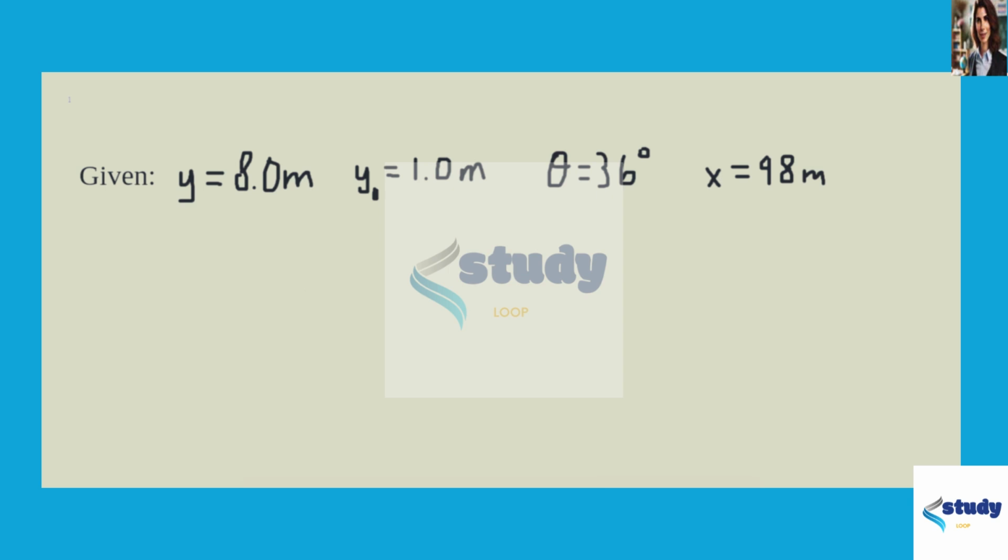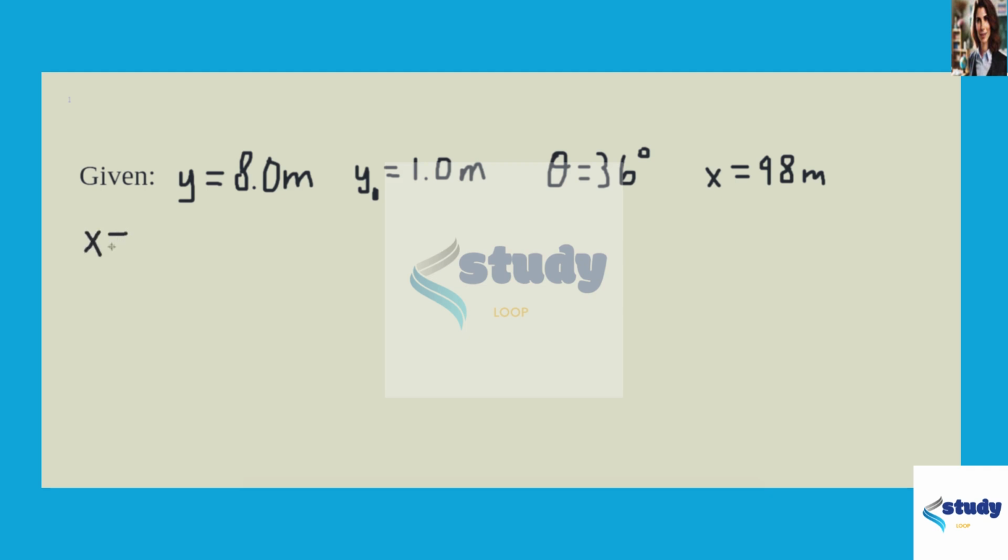The fence, which I write as y, is 8.0 meters. The initial height of the ball is 1.0 meters. The angle it makes with the bat is 36 degrees, and the x distance it's going to travel is 98 meters. So the question wants us to figure out the velocity when it leaves the bat, the initial velocity, or v naught.